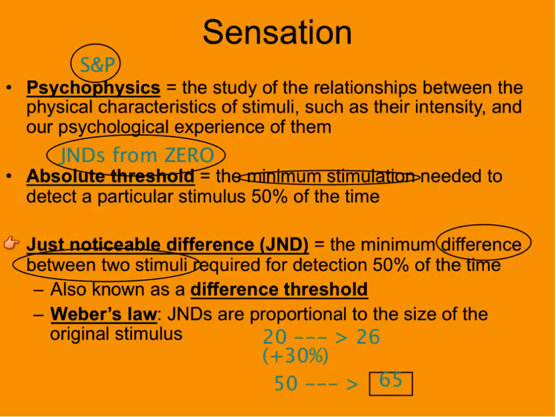Okay, I feel like I've beaten that into the ground adequately. Questions, confusion about any of those concepts there? That's a couple of test questions right there. Something about absolute thresholds, something about JNDs and Weber's law. Yasmin, yes.